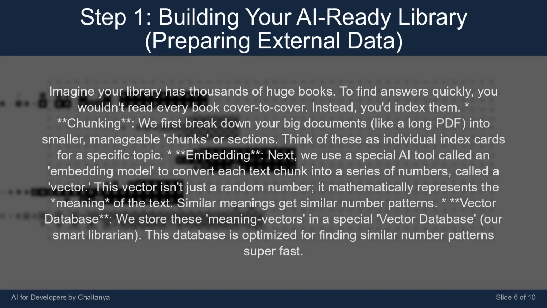Imagine your library has thousands of huge books. To find answers quickly, you wouldn't read every book cover to cover. Instead, you'd index them. Chunking. We first break down your big documents, like a long PDF, into smaller, manageable chunks or sections. Think of these as individual index cards for a specific topic. Embedding. Next, we use a special AI tool called an embedding model to convert each text chunk into a series of numbers, called a vector.